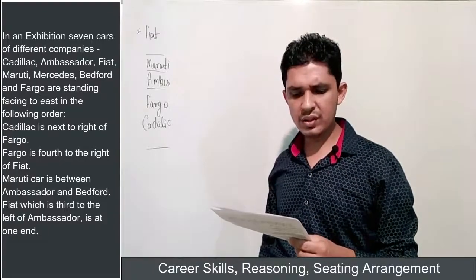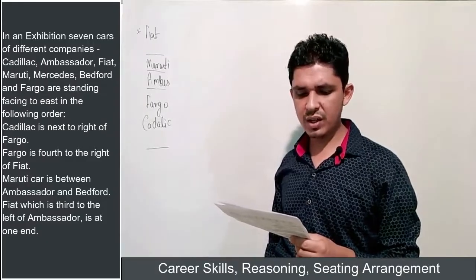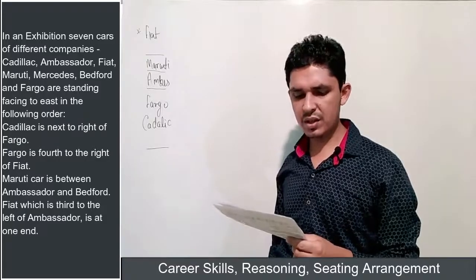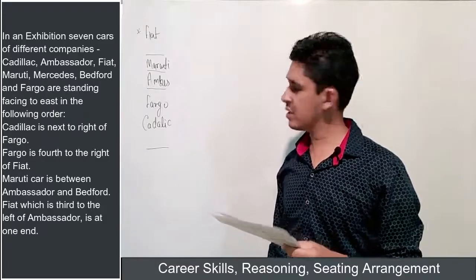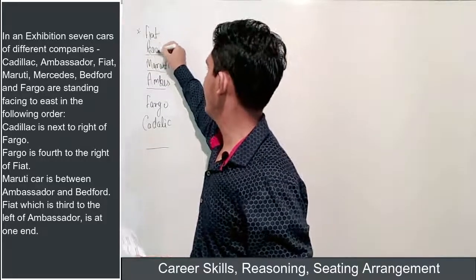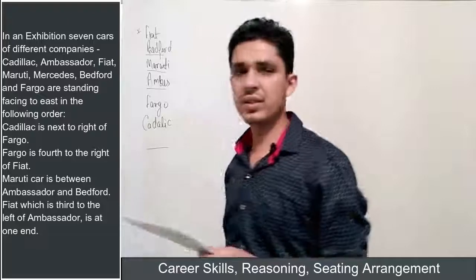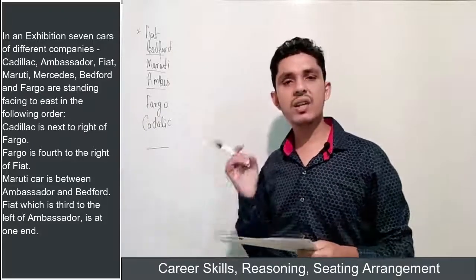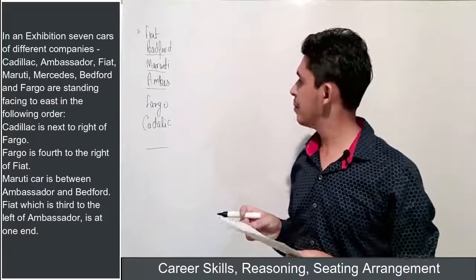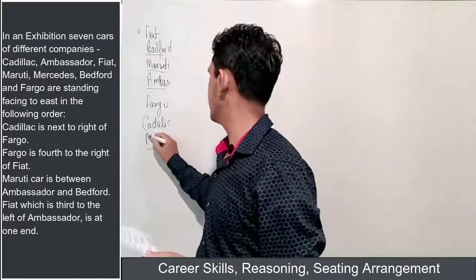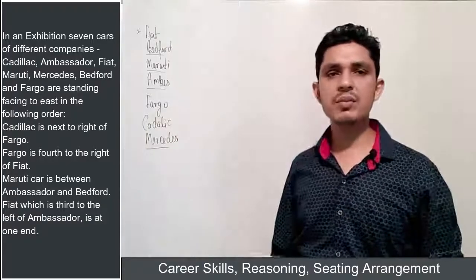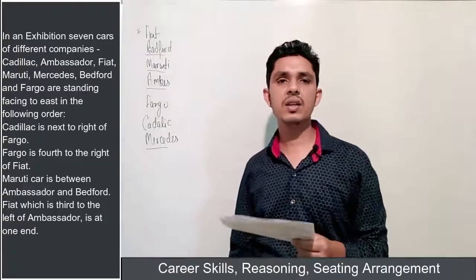Okay, let us go through once again. Cadillac is next to the right of Fargo, has been done. Fargo is fourth to the right of Fiat, this has been done. Maruti car is between Ambassador and Bedford, we can draw here, so this can be drawn. And thereafter one car that is missing is your Mercedes, so we can place Mercedes here, right? And once the arrangement has been made, we can give the answers of the questions very easily.